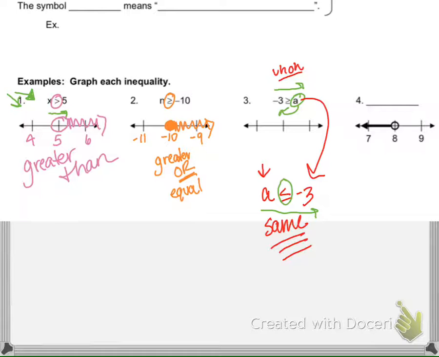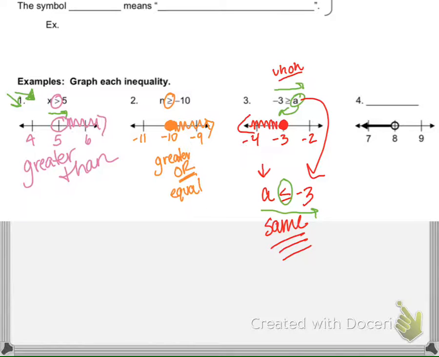Now I can go ahead and number my number line. One number bigger is -2, one number smaller is -4, and I need to show that A could be less than or equal to -3. So I'm going to have a solid circle, and I'm going to shade everything smaller than -3.